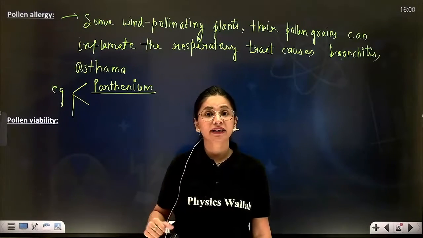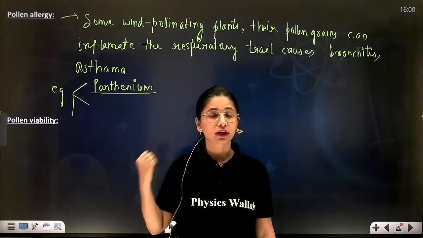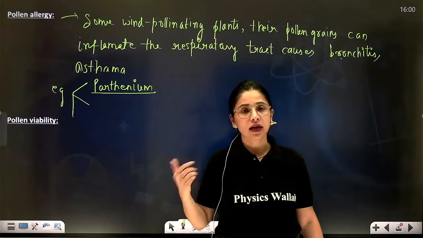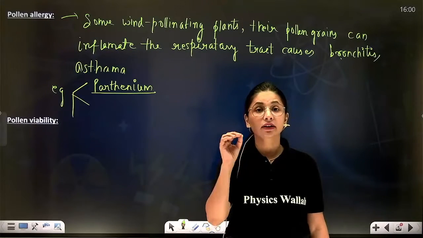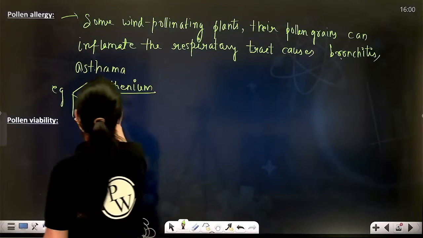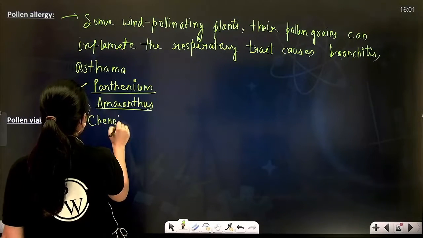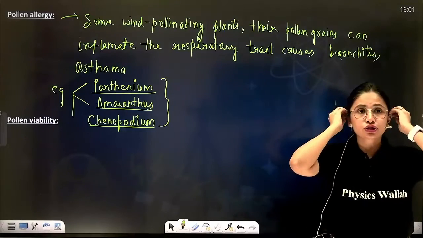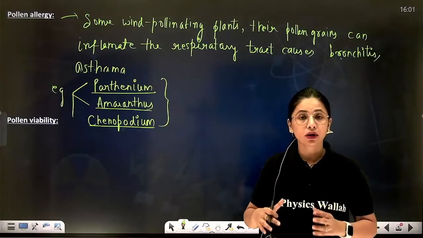The problem with Parthenium is that it consumes a lot of water and releases certain chemicals. The roots of Parthenium release chemicals and absorb a lot of water, because of which the area near Parthenium is not fit for growing other crops; other crops will face problems with the chemicals released, plus there will be no water left. So Parthenium is an exotic weed that creates a lot of problems in our country. Apart from Parthenium, the second is Amaranthus. The pollen grains of Amaranthus are also irritating. The third example to remember is Chenopodium. Please remember these three examples given in your NCERT. Next is pollen viability. Pollen viability means the time span for which pollen grains remain alive.